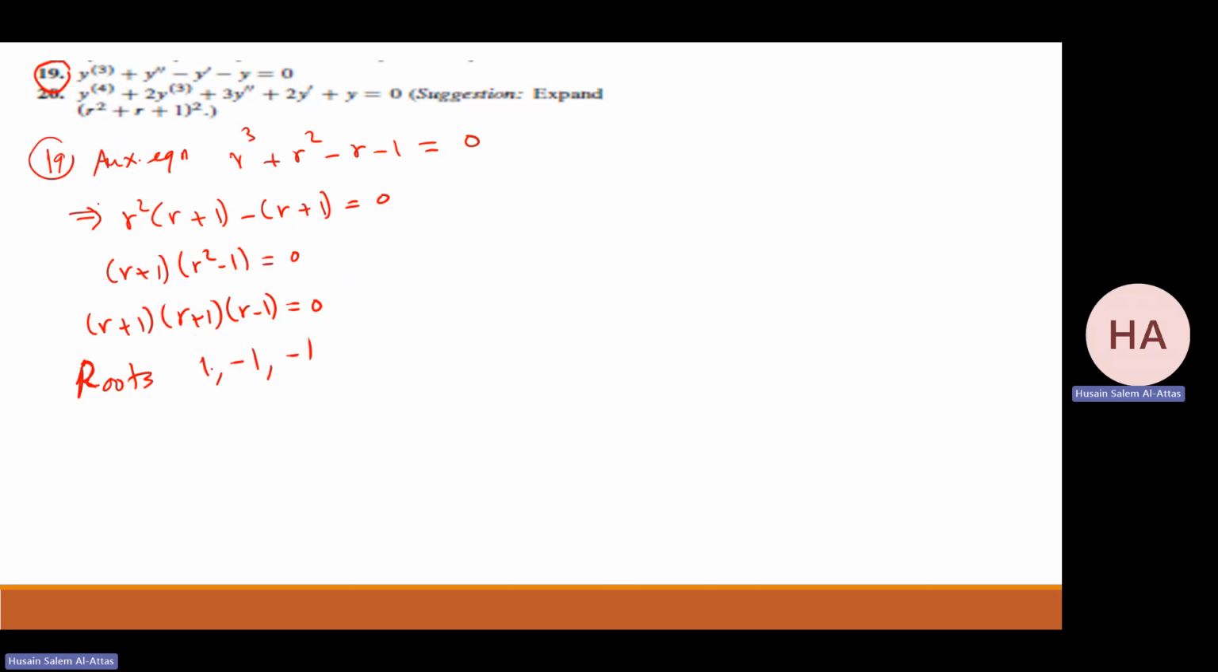The roots are 1, minus 1, minus 1. General solution: c1 e to the power x, plus c2 e to the power minus x, plus c3 x e to the power minus x. Okay.